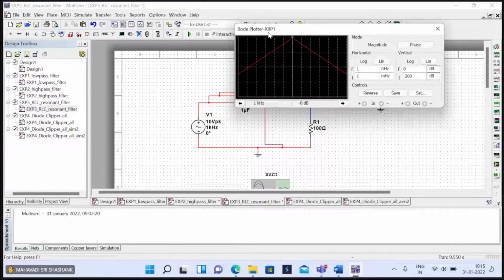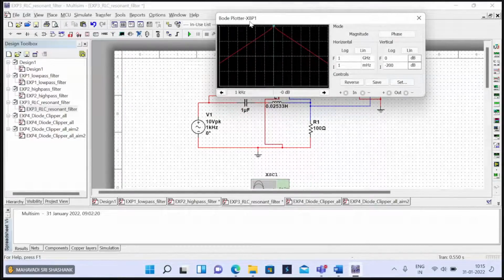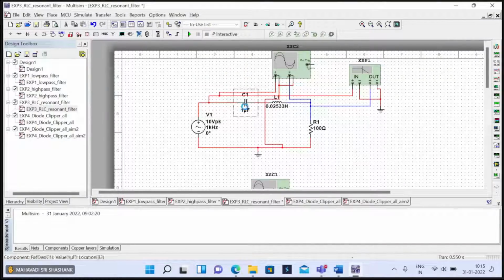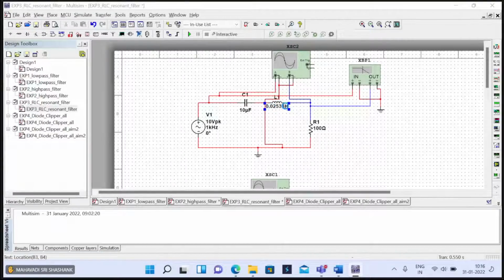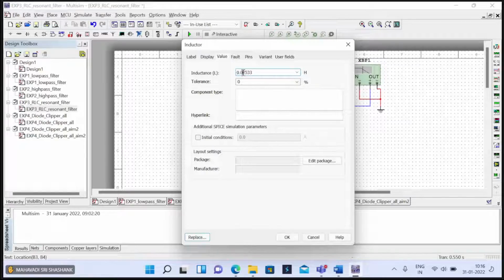And ma'am, the resonant frequency is at 1 kilohertz. You're getting exactly 1 kilohertz. Yes, ma'am. We can change the value using the formula. I guess it would be the same. Okay, fine.